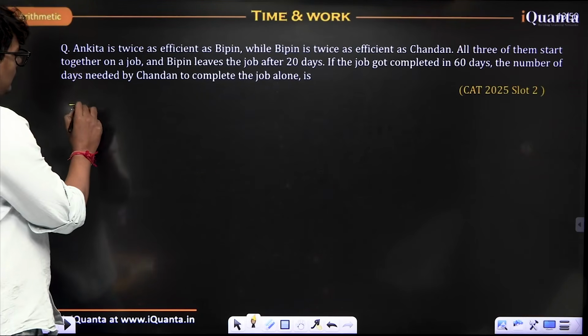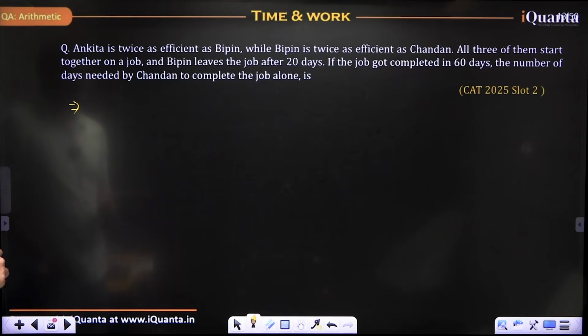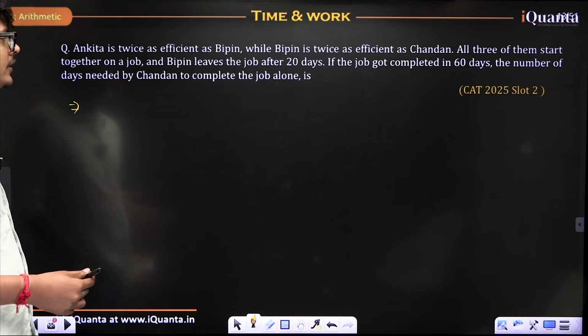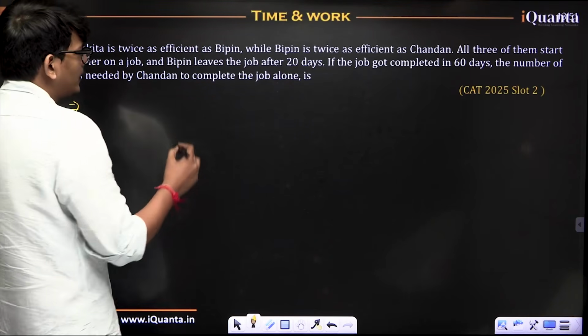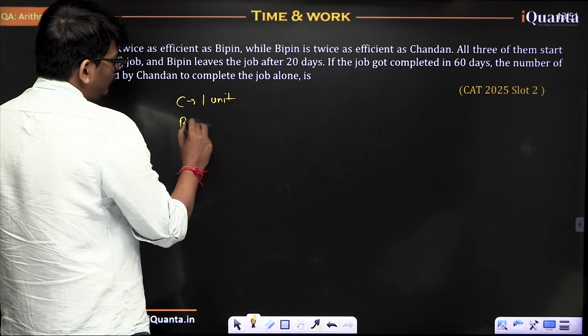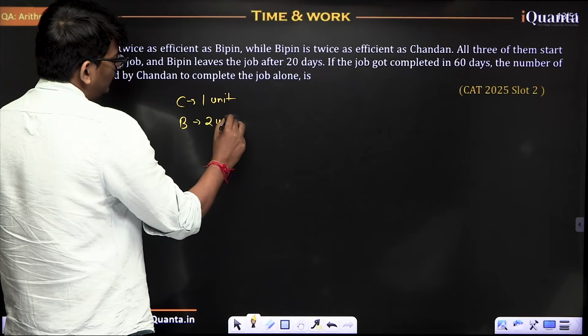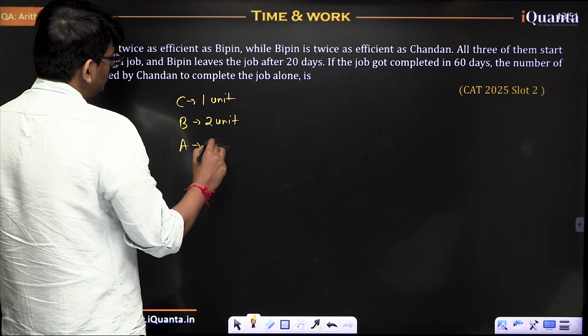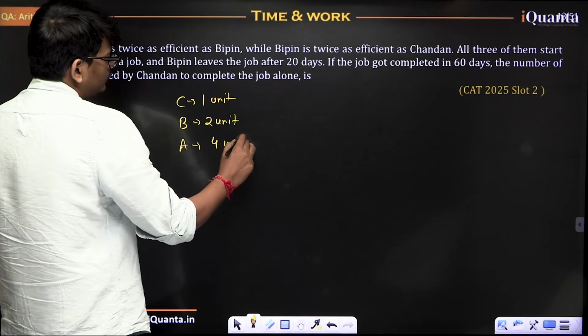Next. Ankita is twice as efficient as Bipin. Bipin is twice as efficient as Chandan. Chaliye. Chandan 1 unit. Bipin 2 unit. Ankita 4 unit. Twice enough.